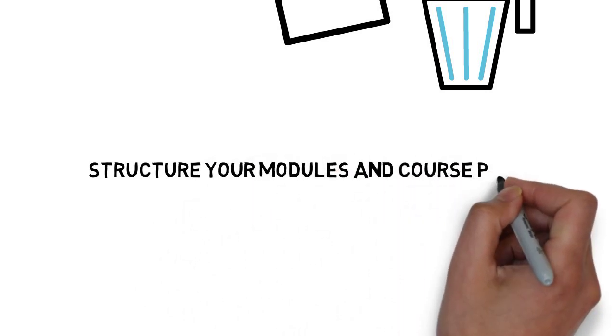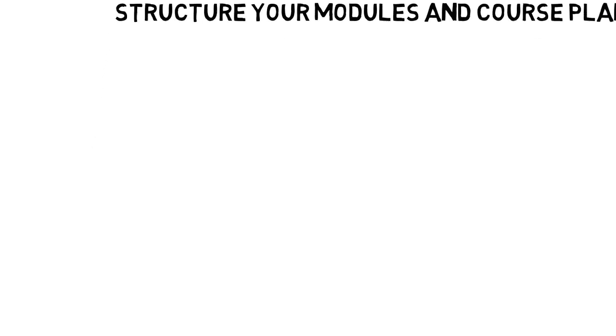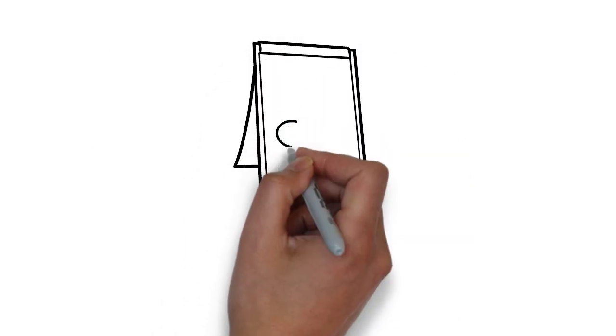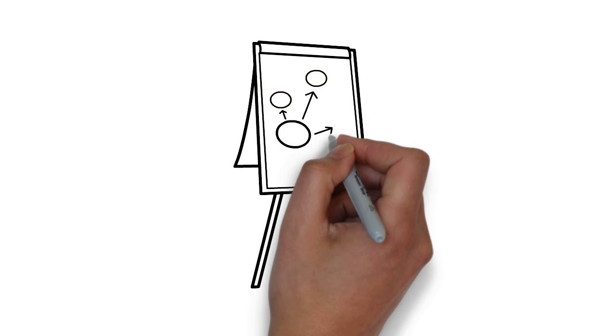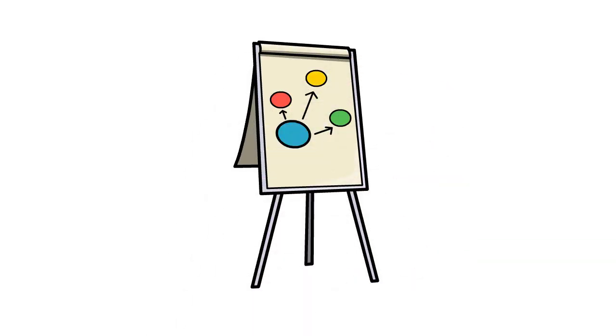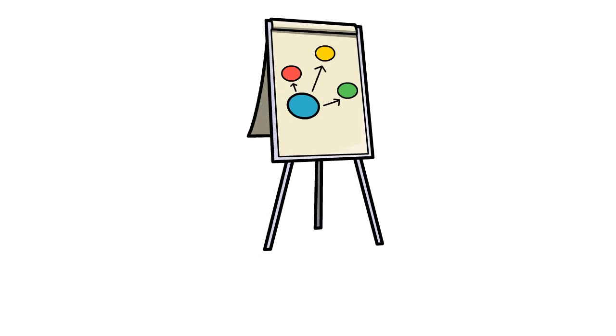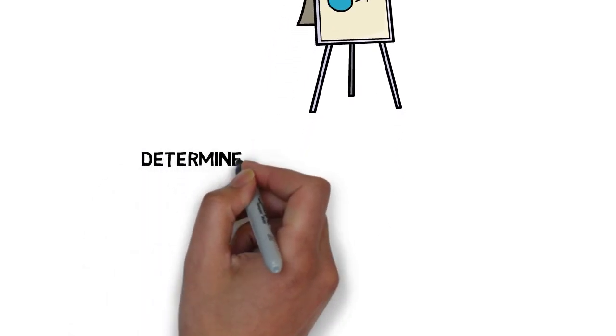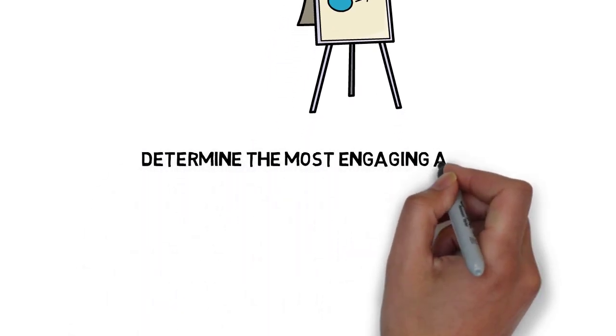Structure your modules and course plan. This is the stage where you now take a look at all your content and start grouping it together into similar themes, tips and ideas, into modules even, then ordering the lectures within those modules into the most progressive and logical manner so that they form a flowing sequence of lessons.